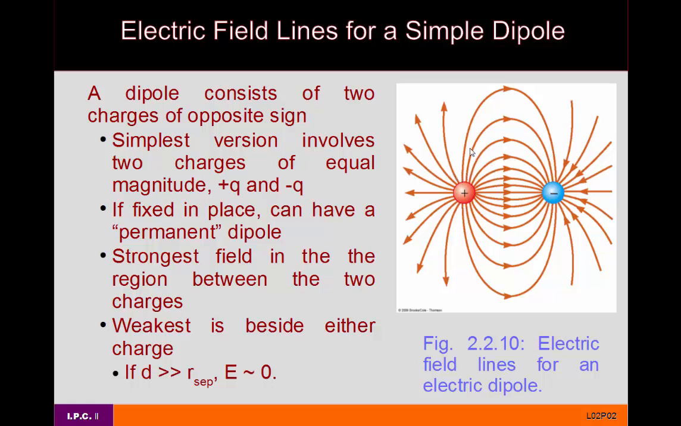Second, if you were to count how many lines there are from each of these 2 particles, they have equal magnitude. You'll notice that there's the same number of lines going into the negative charge as there are coming out of the positive charge.